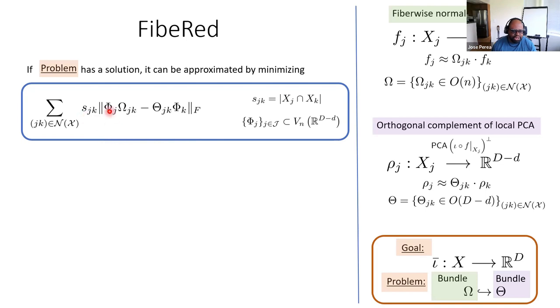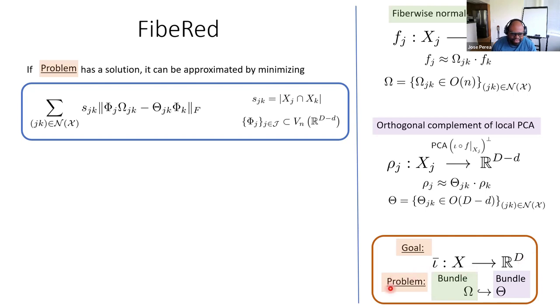So the SJKs are weights, which are essentially the cardinality of the intersections. The omegas and the thetas can be computed from local alignments. And the phis are the things you want to find. These are elements in the Stiefel manifold of n-frames in R^(d-d_B), okay? So it turns out that if you solve this optimization problem, you can actually write down your iota bar. And that's what FIBER does. It solves that optimization problem and uses the solution to upgrade your iota to a better dimensionality reduction result.